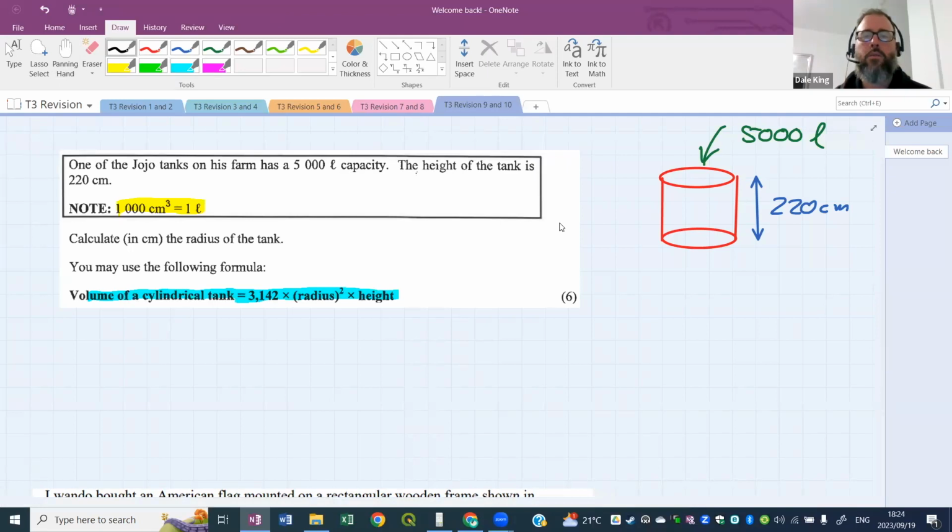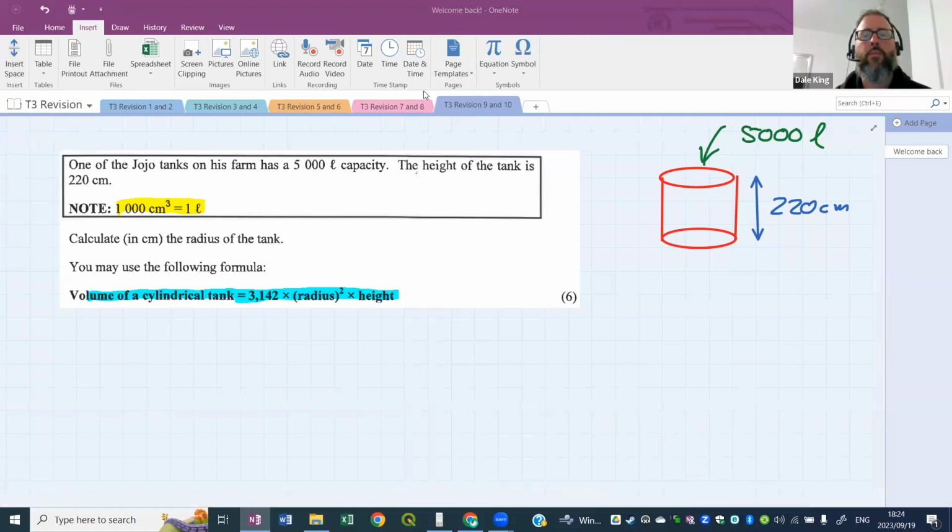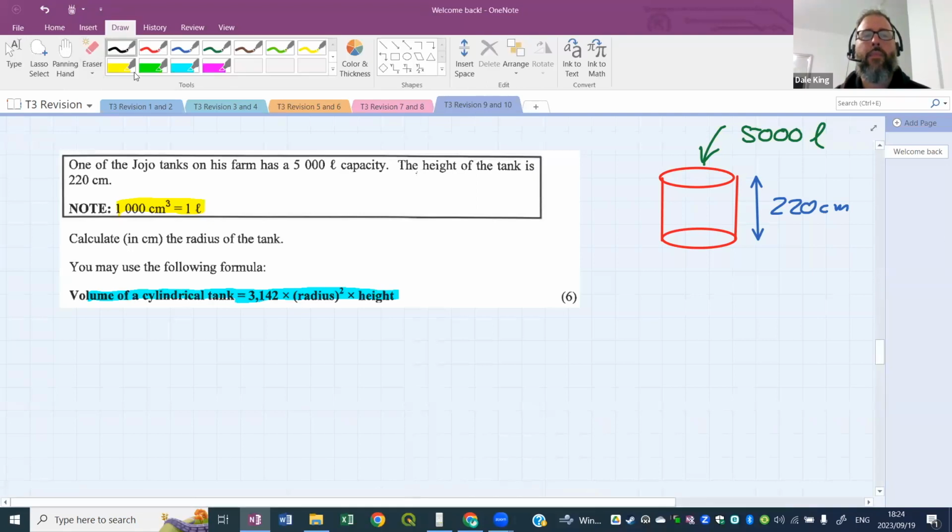Ben? So you would basically put all the numbers that are given to you, and then you would shift it to one side and divide, so you would get the radius. Very good. So Ben's suggesting that we fill the formula with all the things that it needs.